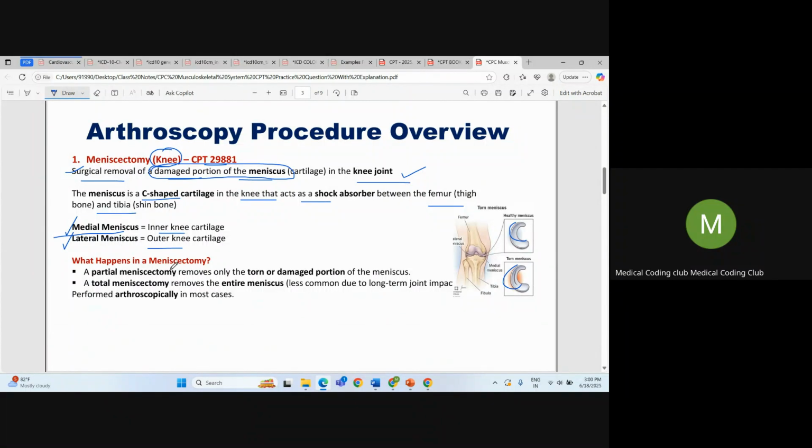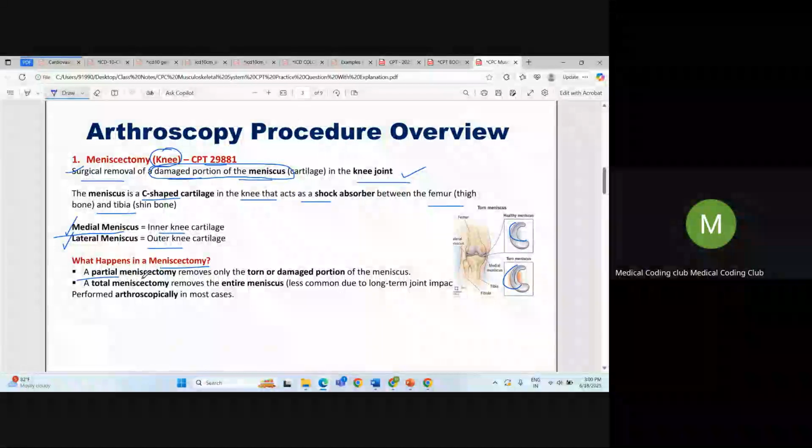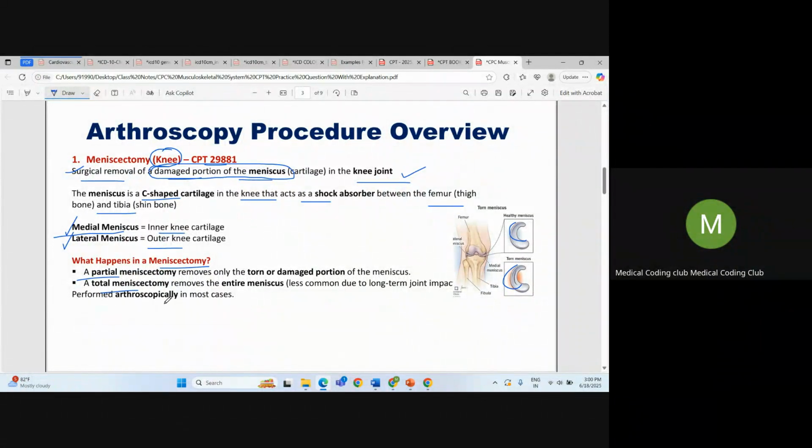In meniscectomy, we also have the procedure orientation: partial meniscectomy and total meniscectomy. Partial removes only the abnormal, torn, or damaged portion of the meniscus. Total removes the entire meniscus.